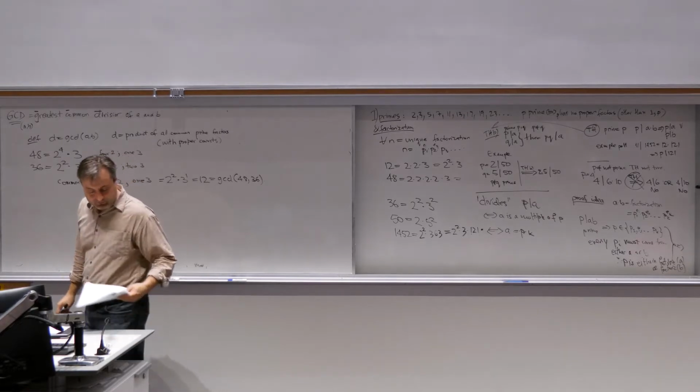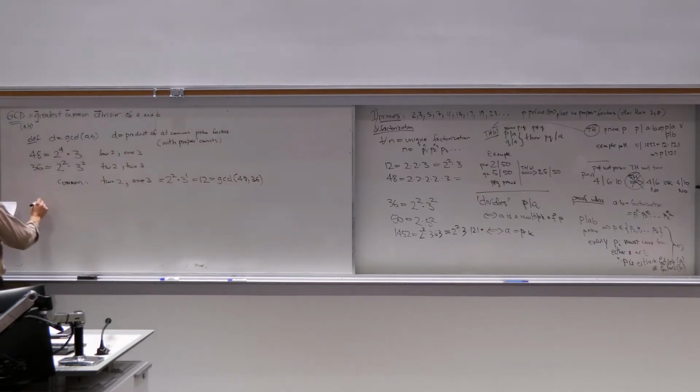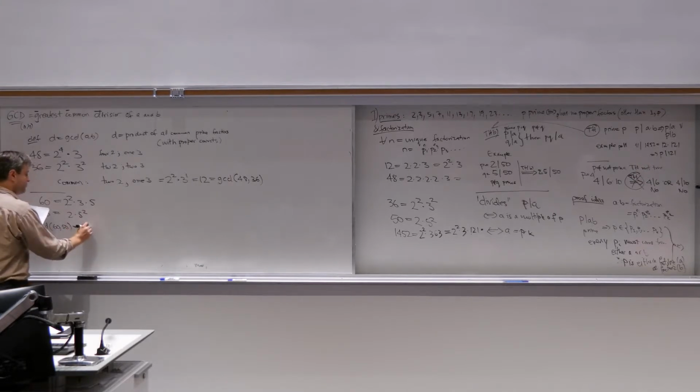Another example, how about between 60, what is 60? 2 squared times 3 times 5. How about 50? 2 times 5 squared, we have it there. So what's in common? The GCD of 60 and 50 must be the common primes. How many 2's are in common? 1, 2, and is there any 3 in common? No. But what else is in common? 1, 5. So this gives me 10.